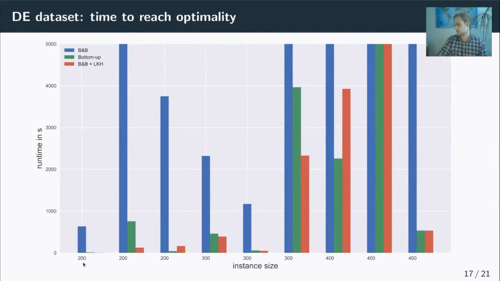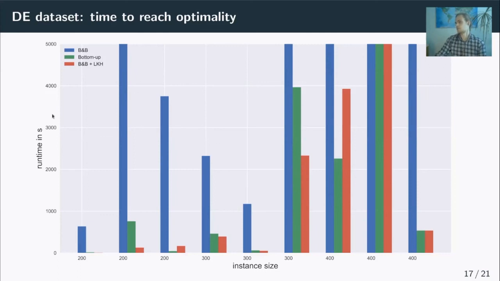And we look at instances of the size 200 to 400. And as you can immediately tell, the branch and bound approach in blue is just not good. It's a lot worse than the other two, so we can ignore it. And if we try to compare the state-of-the-art approach and ours, the situation is not really clear. On some instances, we are clearly better, and on some others, the state-of-the-art approach is clearly better. So this is the time to reach the optimal solution.